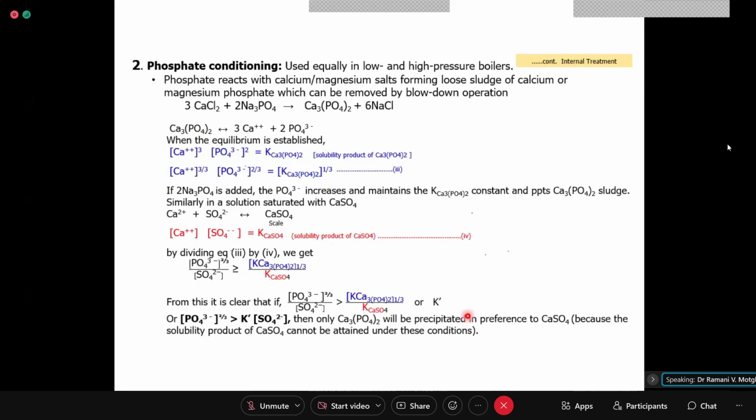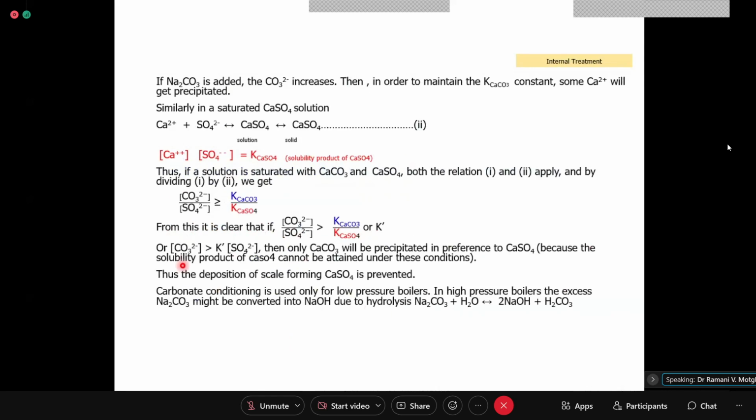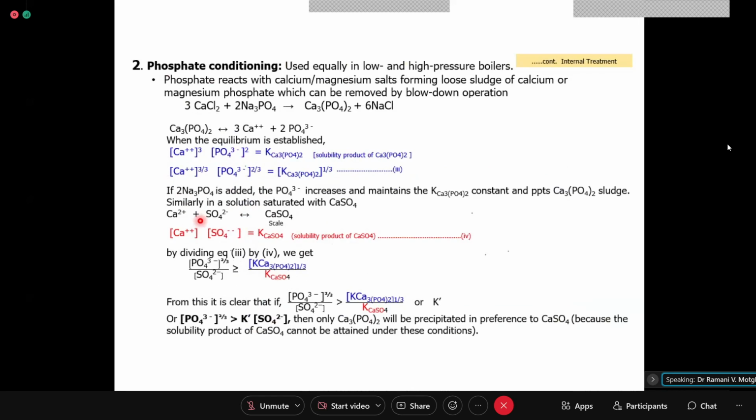Then this is an important part, that is phosphate conditioning, because this operates for low pressure as well as high pressure boilers. Now, when water is added inside the boiler, just now we have seen that if you maintain a high concentration of this, this will not persist. A similar concept is used here. All the calcium which is present, whether it is calcium chloride, calcium sulfate, anything, is treated with sodium phosphate, and it leads to formation of calcium phosphate.